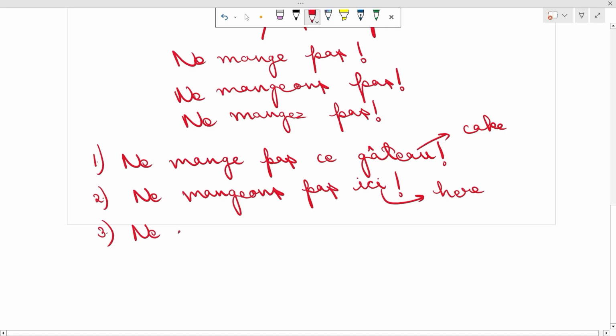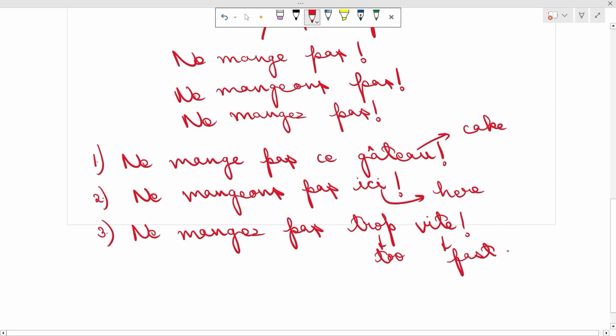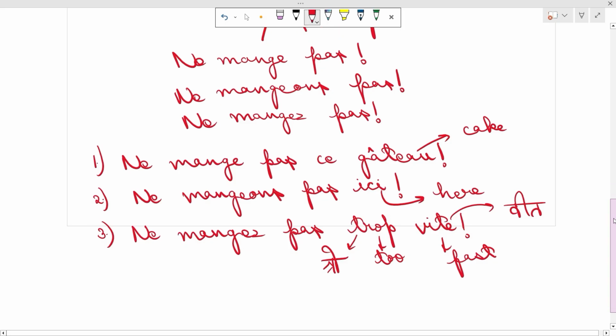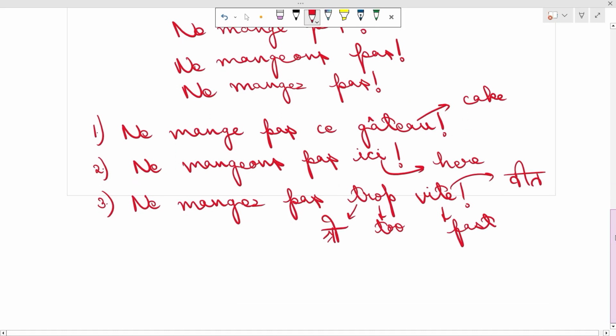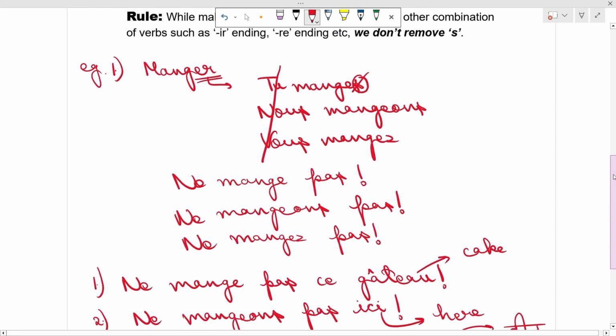Third, ne mangez pas trop vite. Too fast. Don't eat too fast. This is the meaning. The pronunciation is trop and vite. Ne mangez pas trop vite. Don't eat too fast. So this is how we conjugate the verb in l'impératif négatif.